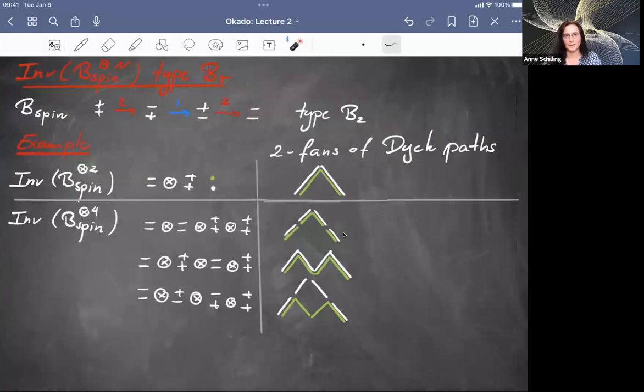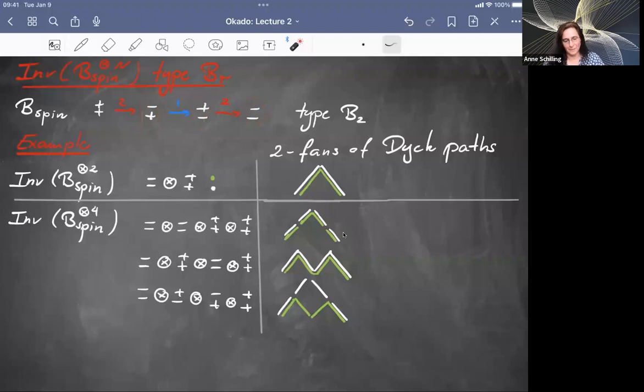I want to look at one more example, namely the spin crystal for type BR. And here I'm going to look in this example just at type B2. For the spin crystal, the elements are given by arrays of height R, so R-tuples of pluses and minuses. Since we are here looking at type B2, these would just be tuples of two pluses and minuses. An F2 operator makes this top element into a minus. Then the F1 operator switches the plus and the minus. And then the F2 operator again makes this top plus into a minus. So you get this element at the end.